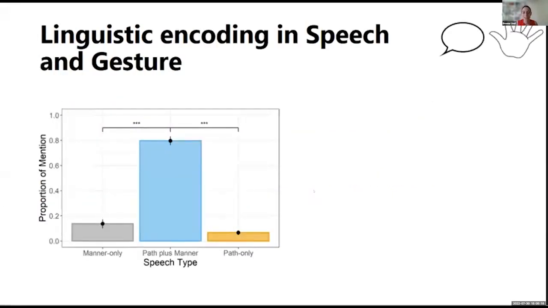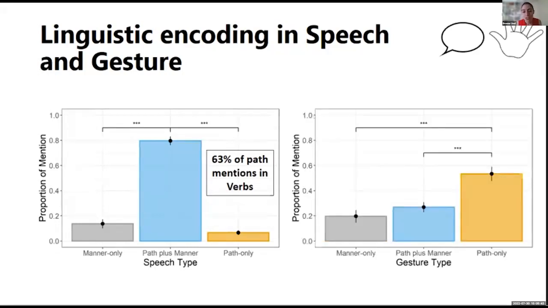So first, we wanted to check that our participants were really speaking like we expected them to. So here is basically their speech data, and we saw that participants were more likely to use descriptions that included both path and manner, as opposed to manner only or path only descriptions. But importantly, the majority of their descriptions that included path included verbs. And then in terms of their gestures, again, in line with previous work, we found that people were more likely to produce gestures that express only path, as opposed to those that express both path and manner or manner only. So these confirm our expectations about language-specific patterns.